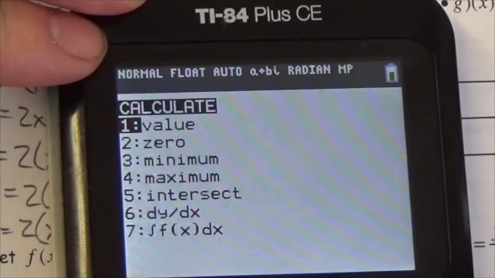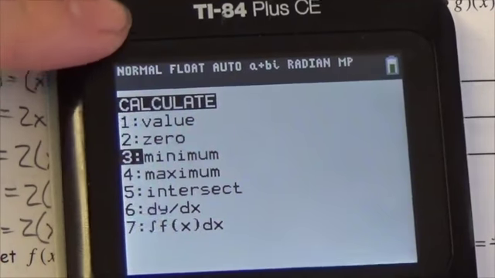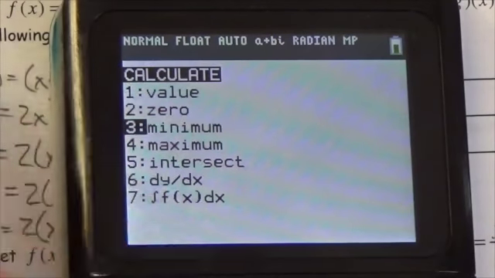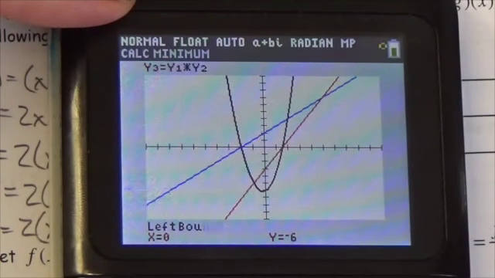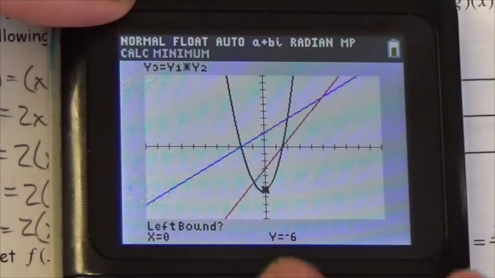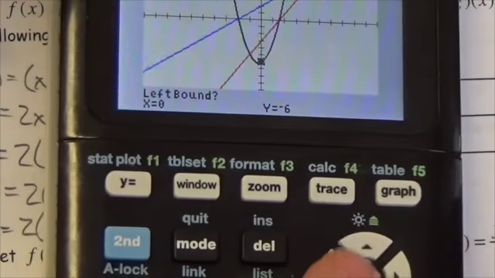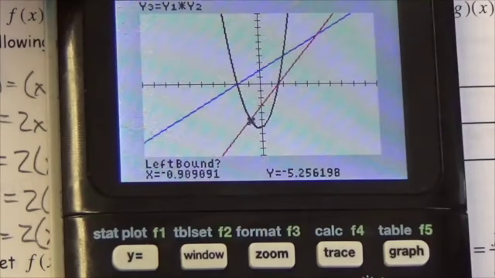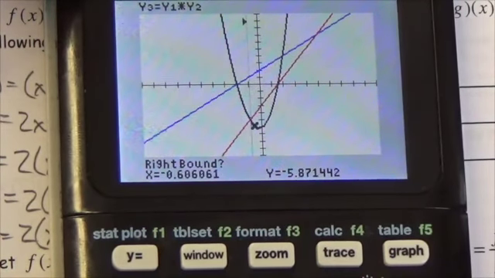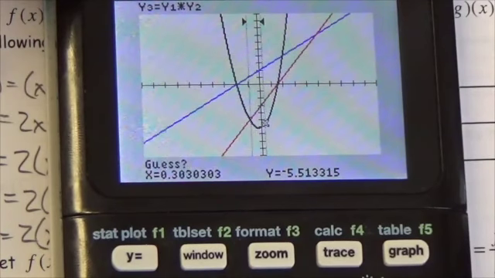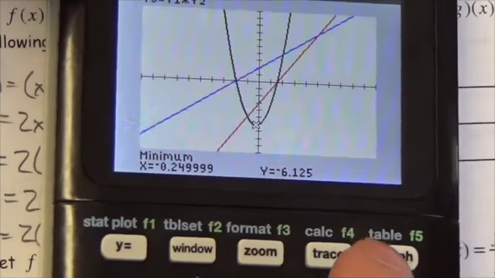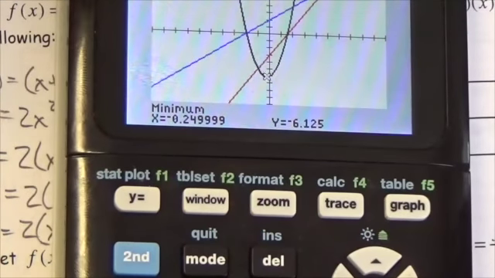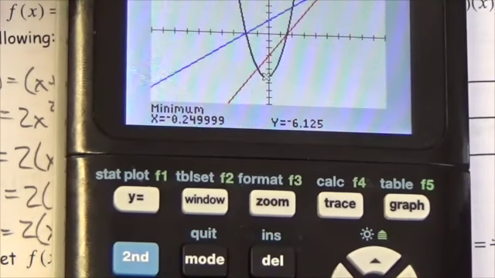I can find the minimum by going into my calc menu, choosing minimum. Now actually I got to make sure that I'm down on the right function, so I had to use my up down arrow keys to get from function to function, and then I move to the left a little bit, press enter, move to the right a little bit, press enter, and I get this value right here. I'm not entirely sure what that is. I know that the minimum now is negative 6.125.